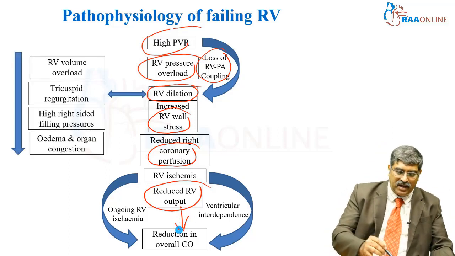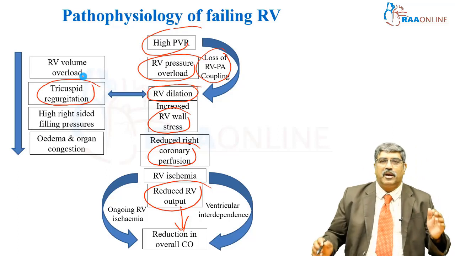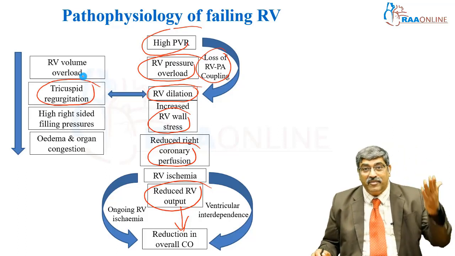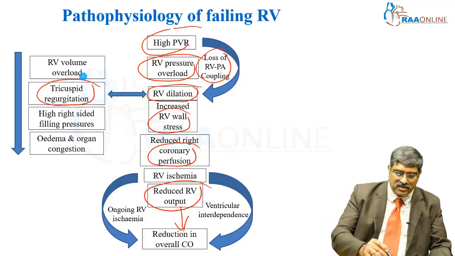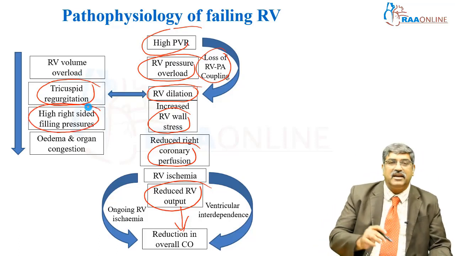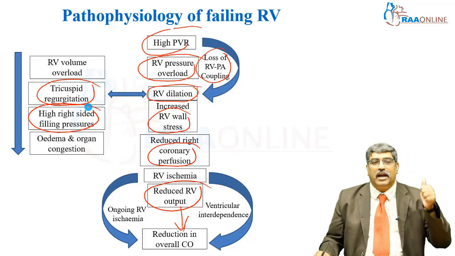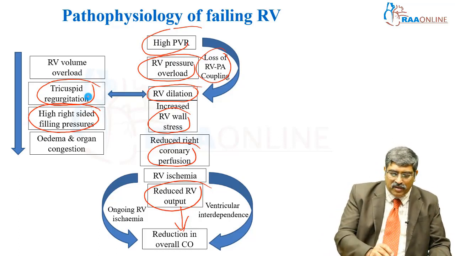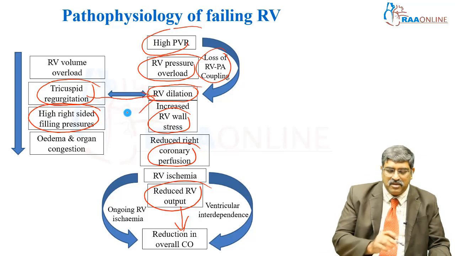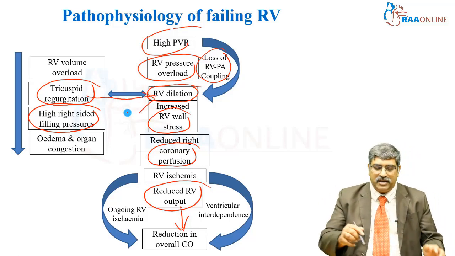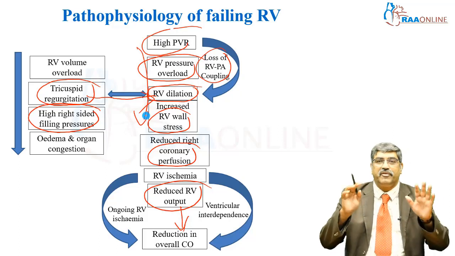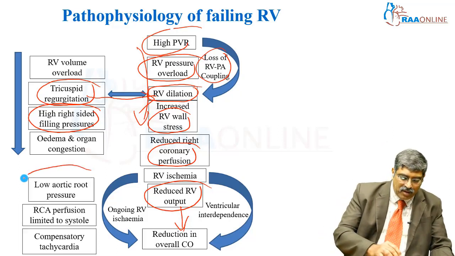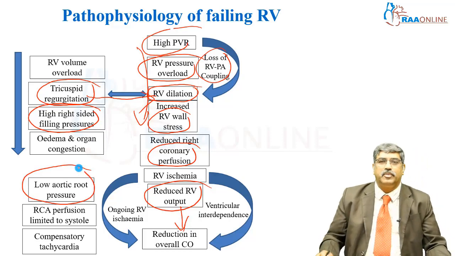From the volume side, due to tricuspid or pulmonary regurgitation, there is going to be high volume overload which aggravates the tricuspid regurgitation. There is high right-sided filling pressure which leads to edema and organ congestion. This is on the volume side. When the tricuspid regurgitation increases, this invariably leads to RV dilatation and the pressure effect also takes effect. Apart from that, there can be low aortic root pressure.